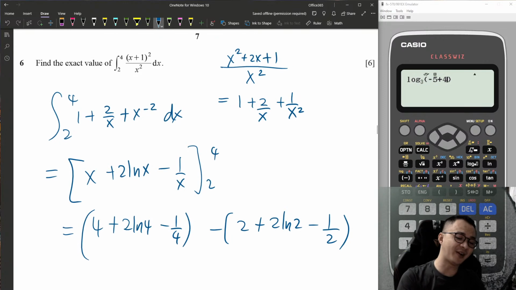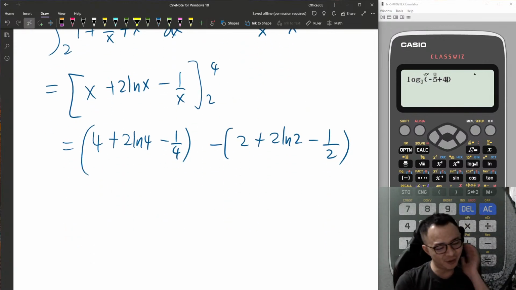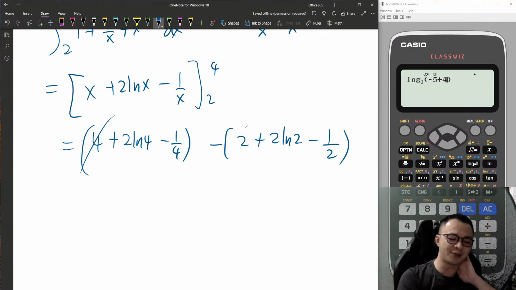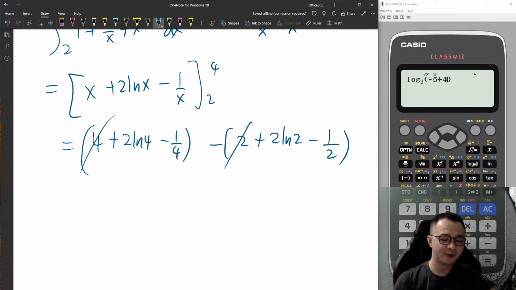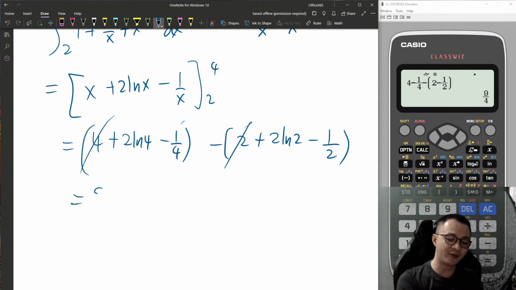Does the question say exact value? Yes. They want the exact value. Means what? Means you need to leave the answer in the ln form. Alright, this is what we call exact value. And no choice, do it manually. 4 minus 2, I will have 2 here. Then, never mind, 4 minus this. Okay, we do one by one. 4 minus 1 over 4 first, definitely. Then we need minus 2 minus 1 over 2. I solve all the numbers, so I got 9 over 4 here.